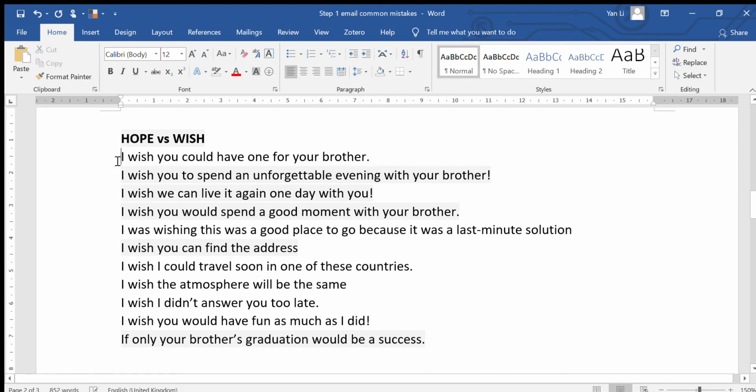So, before we start correcting these, as a general rule of thumb, hope is for the future, wish is for the present and the past. If you don't take anything else from this, just take that. Hope for the future, wish, present or past. So, "I wish you could have one for your brother." Now, the "one" in this case is a nice party. I wish you could have one for your brother, but actually, you can't.